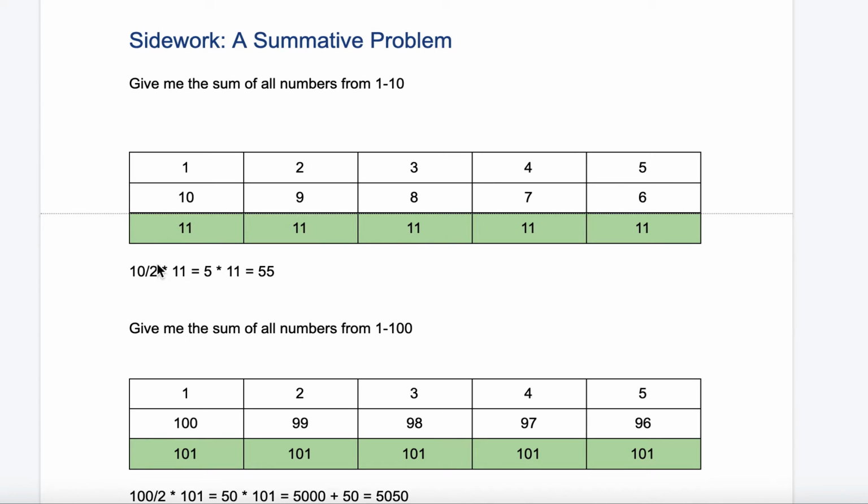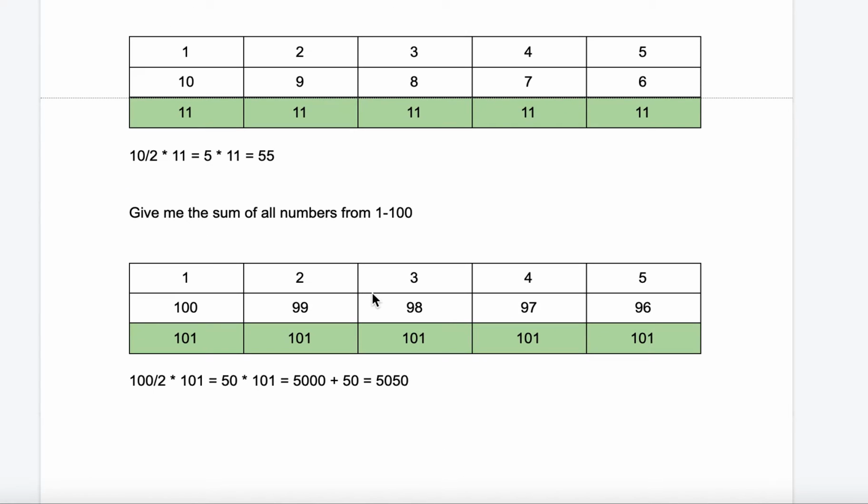So here we have half as many pairs, 10 divided by 2, times 11, which is the sum, and that's 5 times 11, or 55. So here it is for 1 to 100. So in this case, we don't really want to lay out the table going all the way from 1 to 50 and then back to 100, but we can look at how it starts and ends.